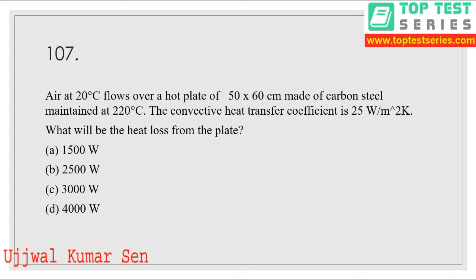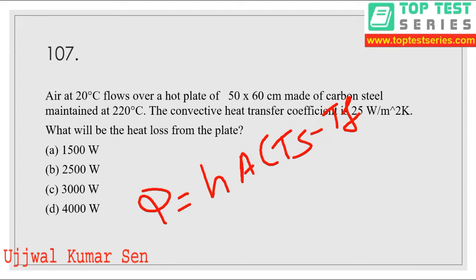Question number 107, a numerical problem, and that is good. Air at 20 degrees centigrade flows over a hot plate of 50 by 60 centimeter made of carbon steel maintained at 220 degrees centigrade. The convective heat transfer coefficient is 25 watt per meter square Kelvin. What will be the heat loss from the plate? So my dear, we know Q is equal to what? What is the formula for Q? Q is equal to h A (Ts minus Tf).